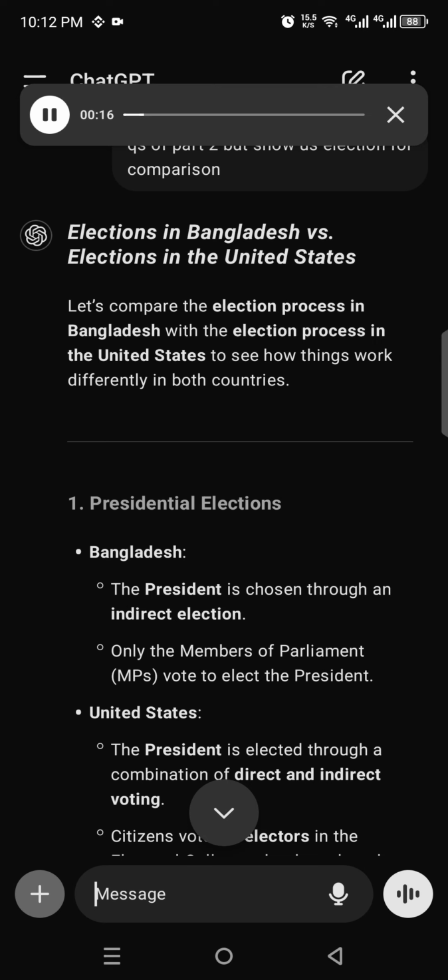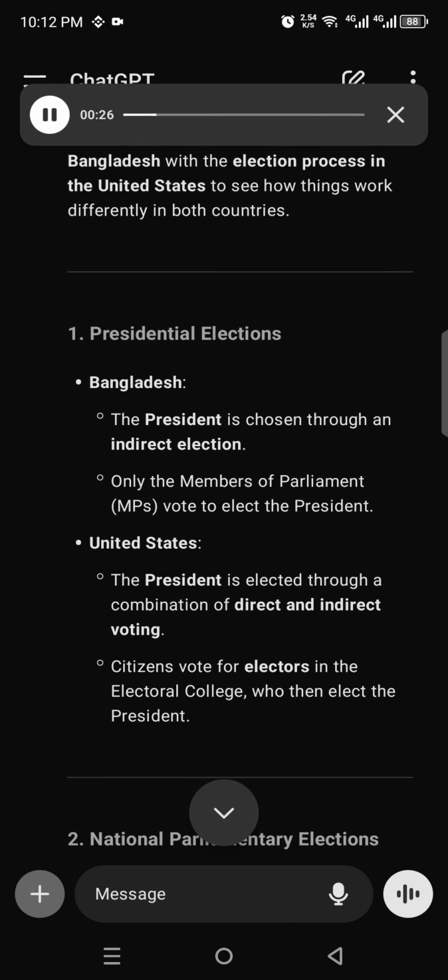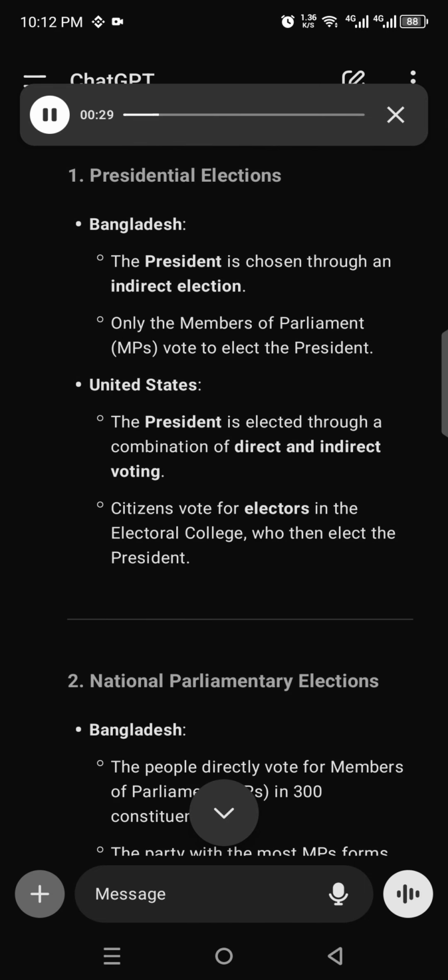1. Presidential elections. Bangladesh. The president is chosen through an indirect election. Only the members of parliament, MPs, vote to elect the president. United States. The president is elected through a combination of direct and indirect voting. Citizens vote for electors in the Electoral College, who then elect the president.